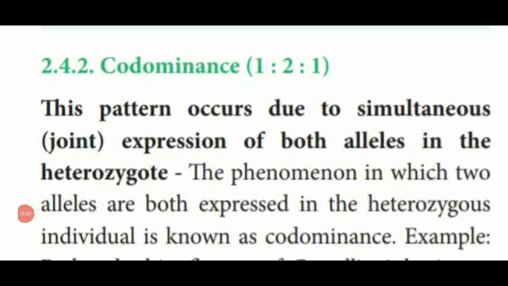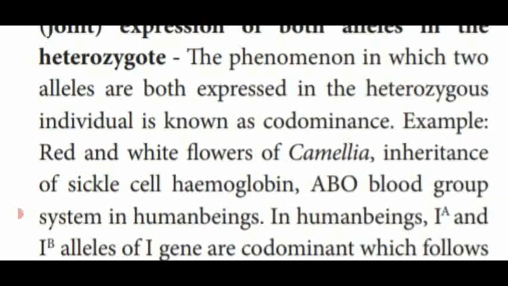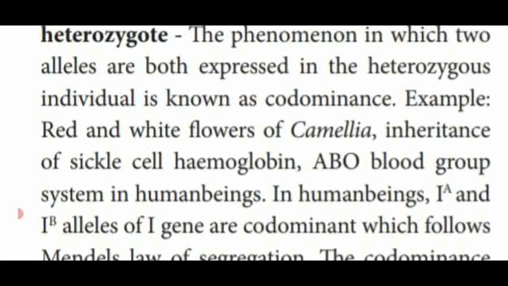Dear students, next we are going to see another intragenic interaction, that is codominance. This is also having the ratio 1:2:1. This pattern occurs due to simultaneous expression. That means both the alleles are expressed at the same time in the heterozygote F1 generation. So in codominance, the 2 alleles expressed in the heterozygous individual is known as codominance.